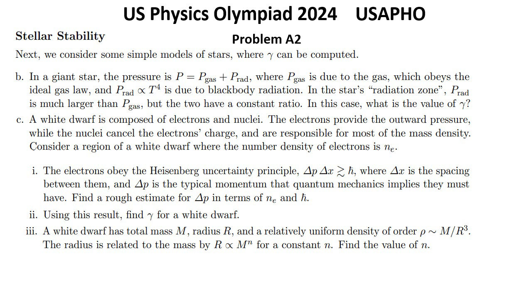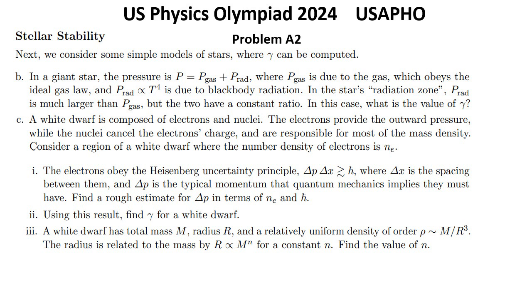Part 1. The electrons obey the Heisenberg uncertainty principle, δp δx ≳ ħ, where δx is the spacing between them, and δp is the typical momentum that quantum mechanics implies they must have. Find a rough estimate for δp in terms of Ne and the reduced Planck constant. Part 2. Using this result, find γ for a white dwarf.